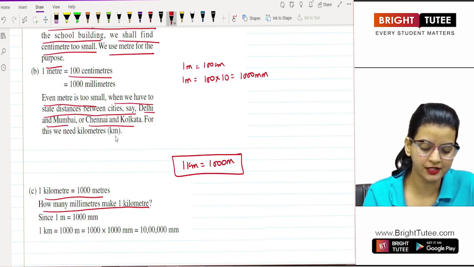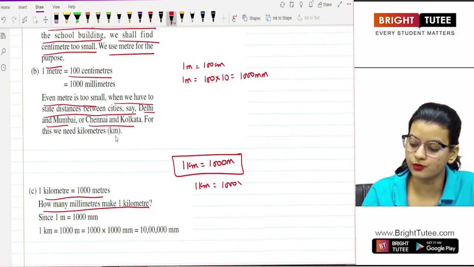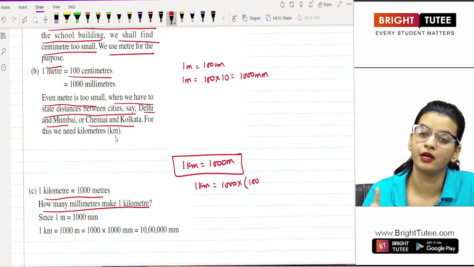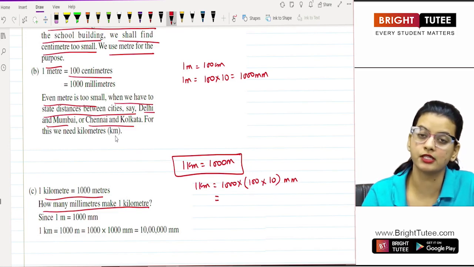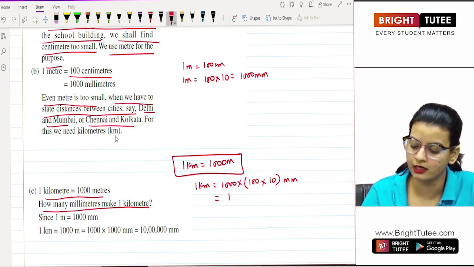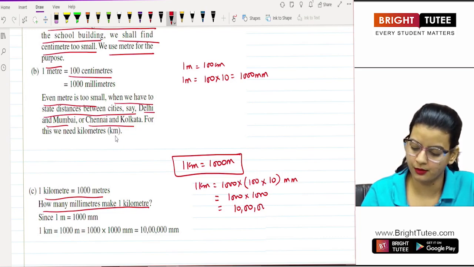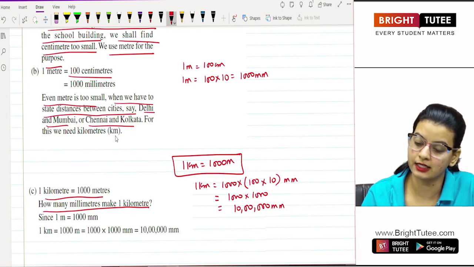And how many millimeters will make 1 kilometer? You know that 1 kilometer is equal to 1000 meter, and 1 meter is 100 centimeter, and 1 centimeter in turn is 10 millimeter. So, we have to convert kilometer into millimeter. How much will this be? 1000 into 1000, right? So, this will become 10 lakh millimeter. So, 1 kilometer is equal to 10 lakh millimeter.